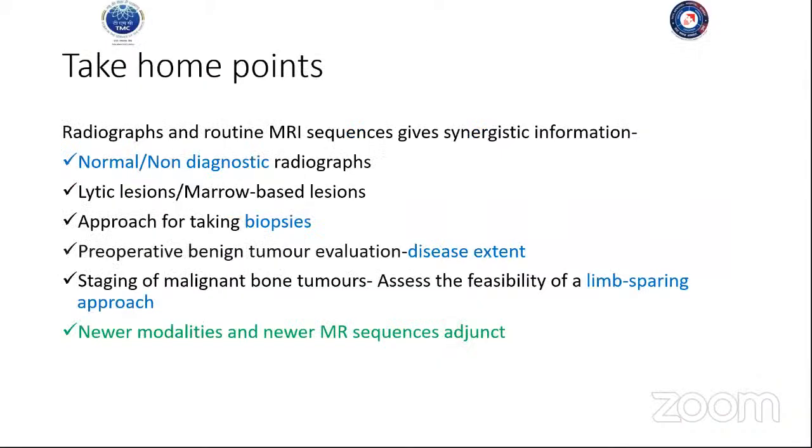Next slide, please. So with this, I would like to conclude that radiographs and routine MR sequences will give you synergistic information. And if there is a doubt, you can add these additional sequences to your armamentarium, and that will further help you in guiding and managing your patients. So thank you so much.